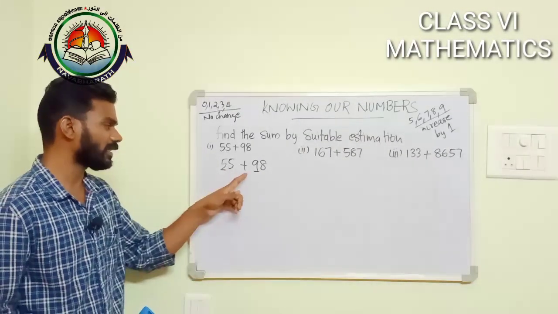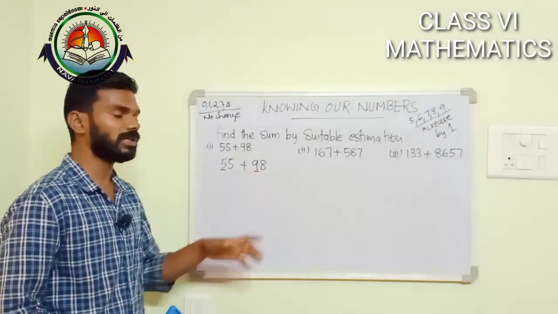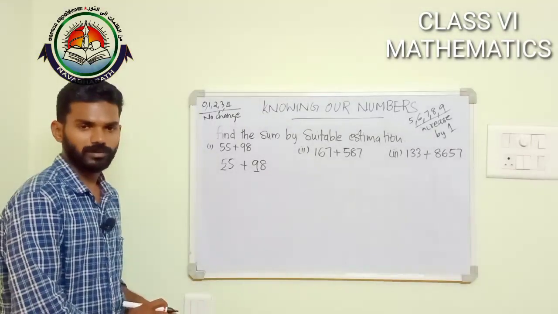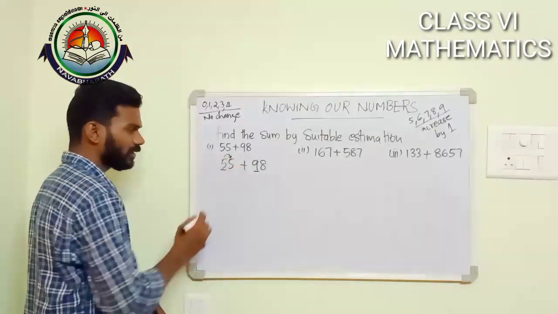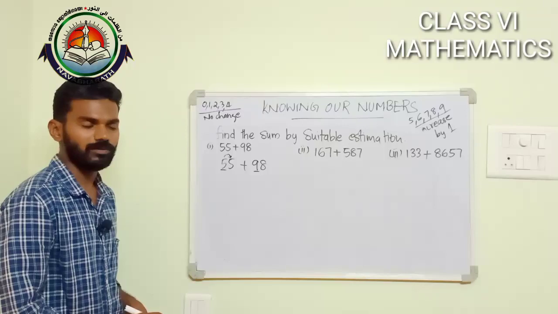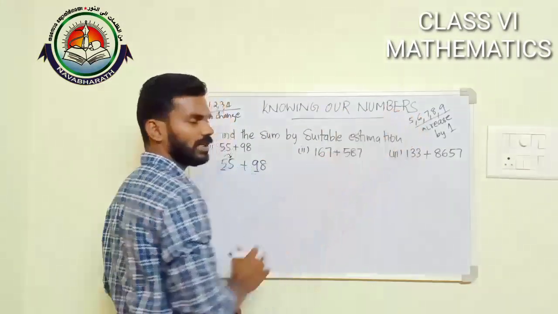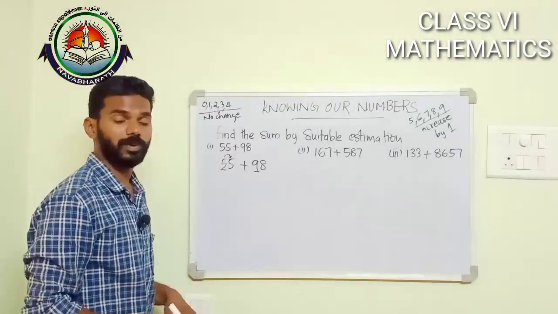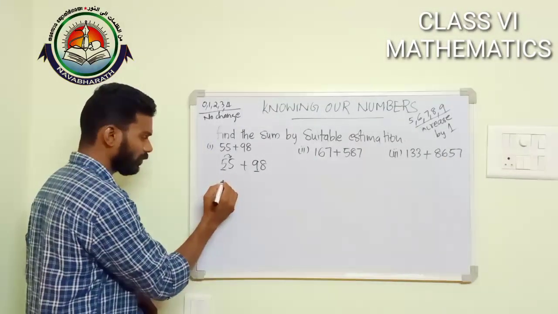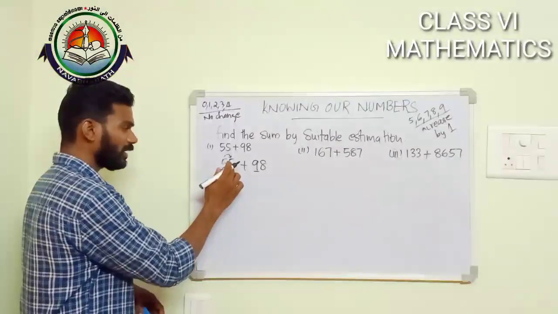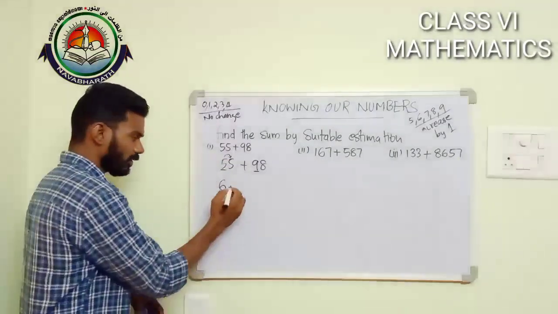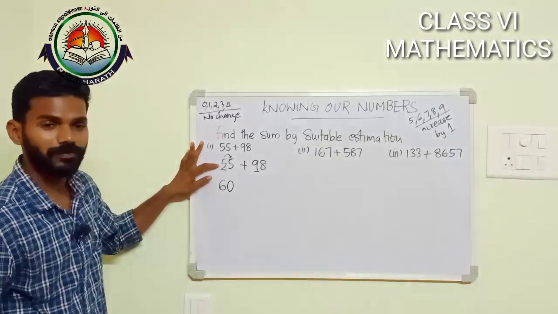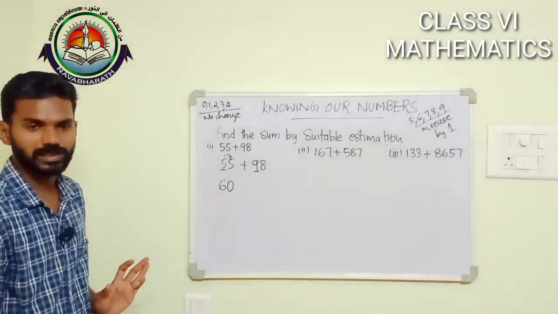So which are the digits at the 10s place on both the numbers? Here you can see it is 5. And which is the next digit? It is again 5. 5 belongs to this category. So this 5 must be increased by 1 so that it would become 6. Then instead of this 5, remaining numbers must be 0. So that this 55 is now rounded off to 60.